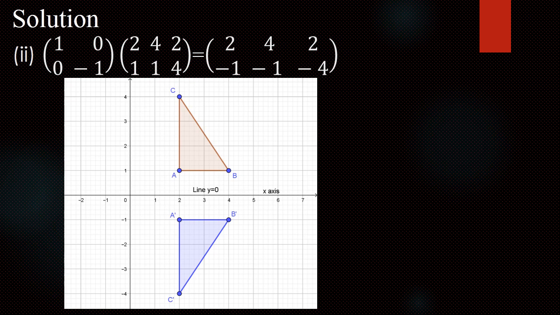Next, we have the matrix 1, 0, 0, -1. We are going to pre-multiply this with the object 2, 1, 4, 1, 2, 4. We'll get the image as 2, -1, 4, -1, and 2, -4. And you can also see that on the figure below.